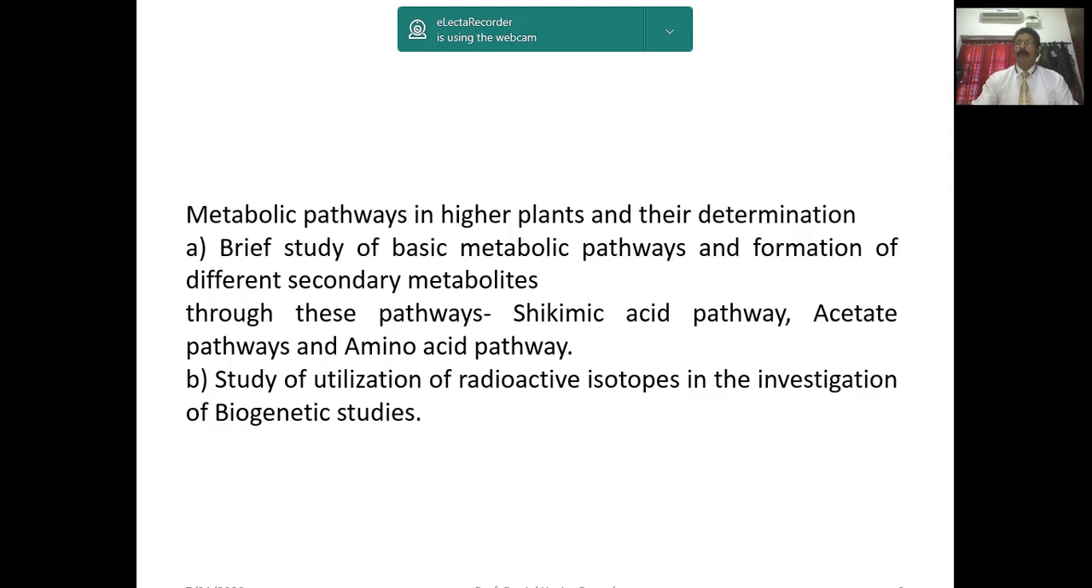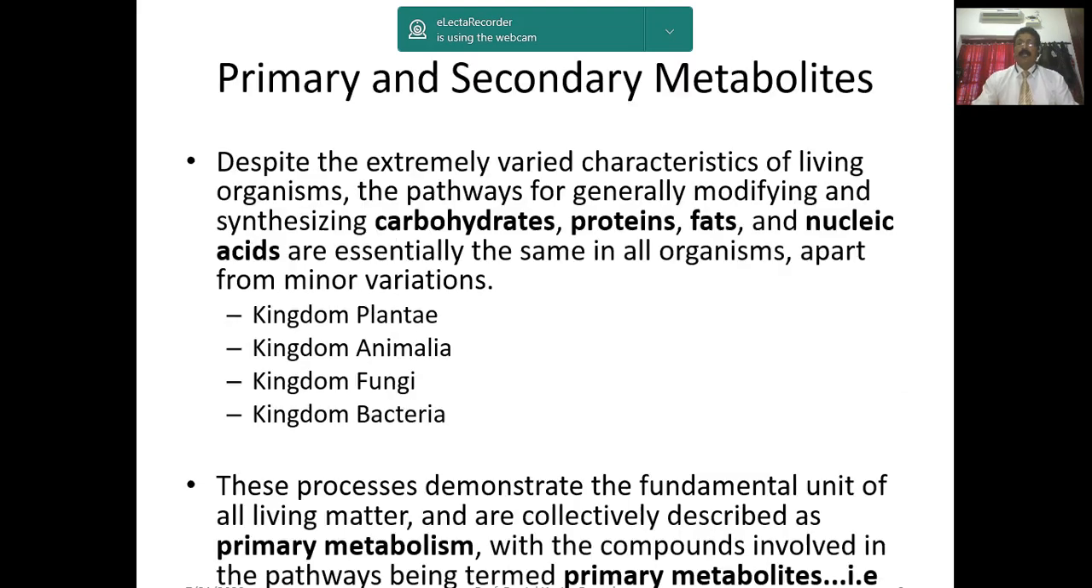So now we are coming to the class, but we cannot cover all the things within this 1 hour lecture. At least we can cover the Shikimic acid pathway and how it is applicable to produce aromatic amino acids in nature, in the biosynthetic pathway. So first we should know what primary and secondary metabolites are.